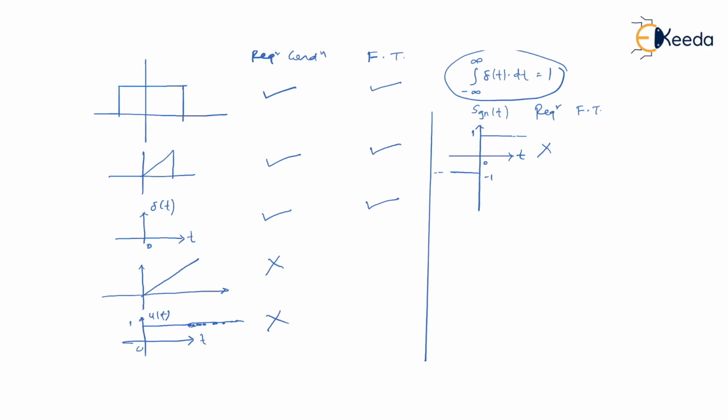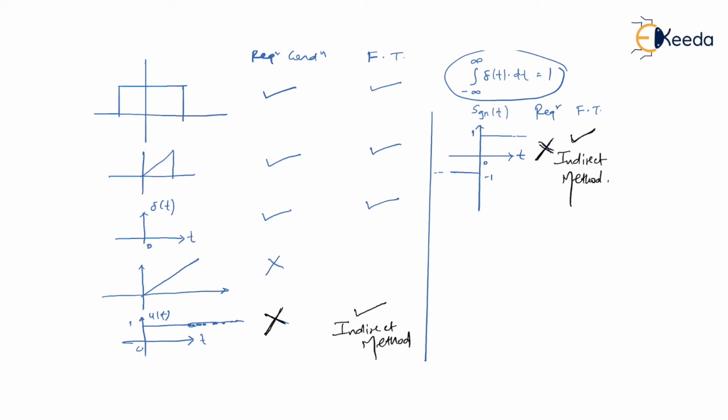So for a unit step signal, I would say yes, Fourier transform does exist. But since the required condition is not satisfied, we will use an indirect method to get a Fourier transform. So what is a direct method? Direct method means to use a direct formula, that is the integral over minus infinity to infinity of x of t e to the power minus j omega t dt. Even for the signum function, even though the required condition is not satisfied, I am telling you Fourier transform still does exist. But since the required condition is not satisfied, we use an indirect method.